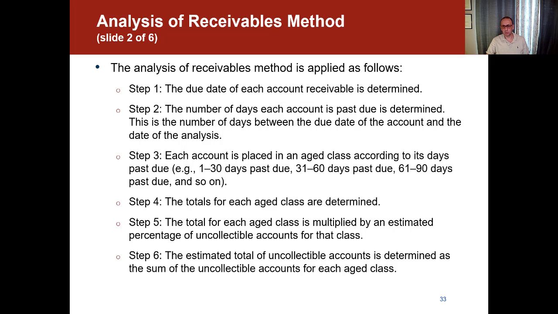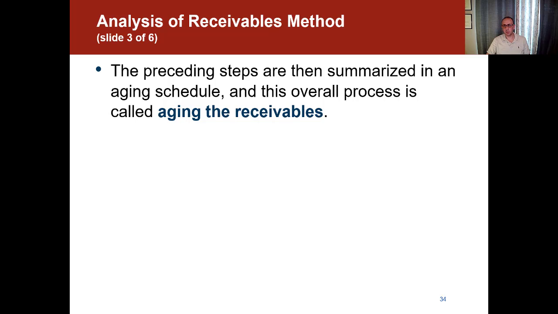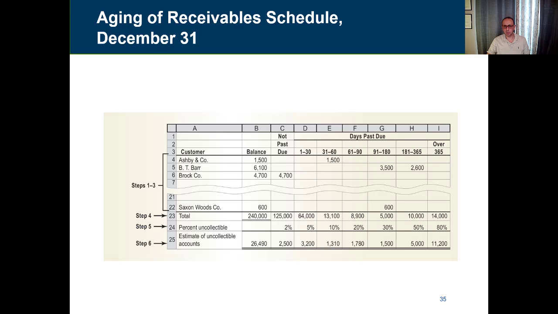Then in step number 4, the totals for each age class are determined. In step number 5, the total for each age class is multiplied by an estimated percentage of uncollectible accounts for that class. And by the way, the percentage keeps increasing as the past due period gets longer. And then in the last step, the estimated total of uncollectible accounts is determined as the sum of the uncollectible accounts for each age class. So this is the process, and we typically use an Excel sheet to apply this kind of analysis. The preceding steps are then summarized in an aging schedule, and this overall process is called aging the receivables. So let's see a part of an Excel sheet that explains this.